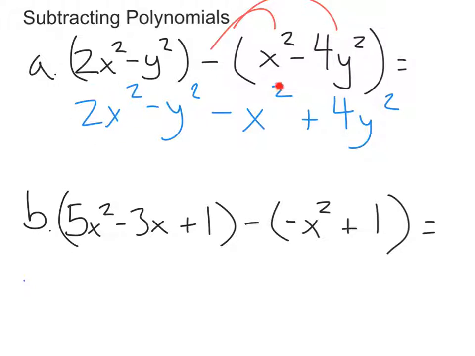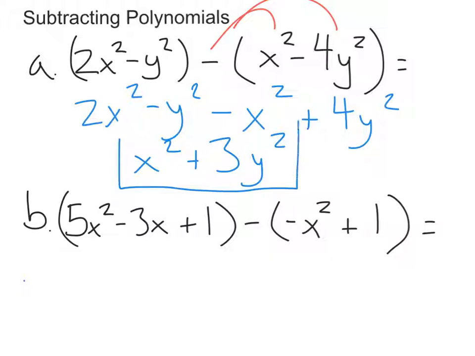Right, so all I did was distribute this minus through, and now we're ready to actually combine our like terms. X squareds and x squareds, y squareds and y squareds. So 2x squared minus x squared is just 1x squared, which we're going to write as x squared. And then minus y squared plus 4y squared, that's going to be a plus 3y squared, minus 1 and 4. And that's it. Can't combine these, so that is our final answer.